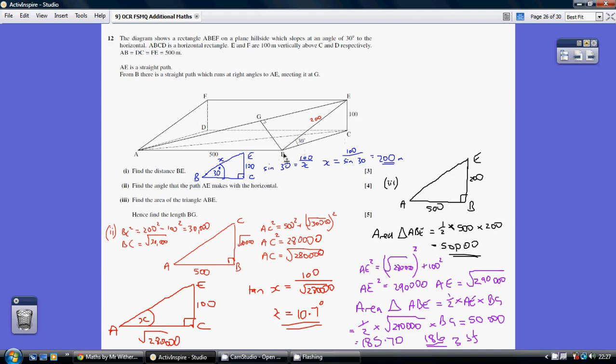Okay, so I've done that here in blue, BCE. So fair enough, we've got the opposite side, we've got the angle, we need the hypotenuse. Basic GCSE, we get x being 200. So the length BE is 200.